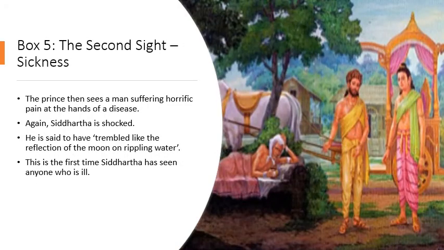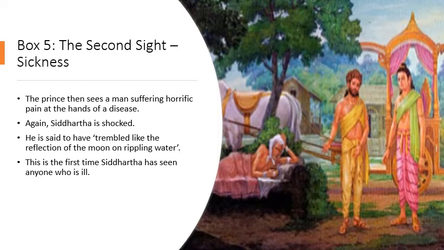Box 5 is the second sight, and this second sight was sickness. Having seen a man bent over with age, he then sees a man suffering horrific pain at the hands of a disease. And again, Prince Siddhartha is shocked. He has not seen anyone in his life who has been sick or ill or diseased.